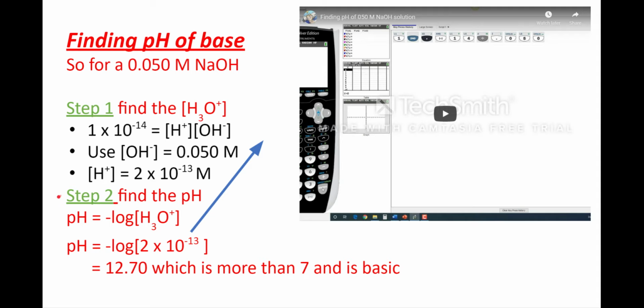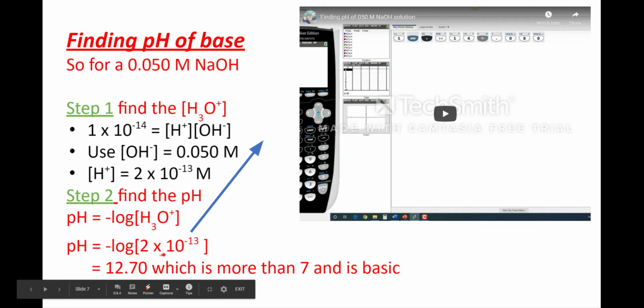And then the second thing I have to do is find the pH. So I take this value, the hydrogen ion concentration, and I plug that into this equation. This is the negative log of the hydrogen ion concentration. So that would be a negative log of 2 times 10 to the minus 13th. We have a pH now of 12.7, which is greater than 7. And as we anticipate, this would be a basic solution.